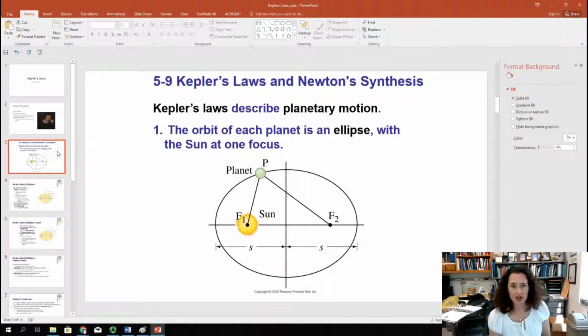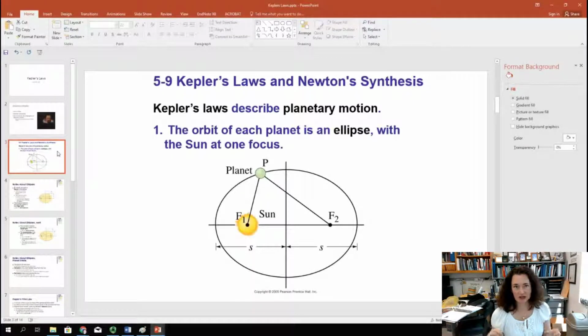So let's go over some of Kepler's laws. The first one is that the orbit of each planet is an ellipse, and the sun is at one focus of that ellipse. So it might be worth it to review some of the geometry behind an ellipse.